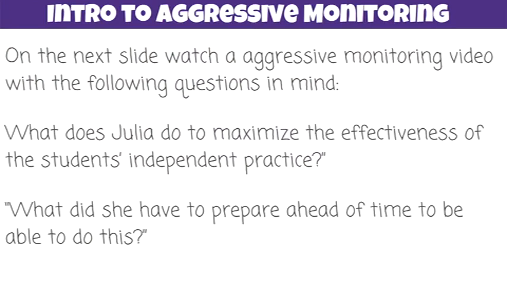Alright, so now we're going to take a closer look at one of the key action areas for phase 2 on the Get Better Faster scope and sequence for aggressive monitoring. To see the power of aggressive monitoring, we're going to watch a video of Julia Goldenheim. She's a 7th grade English language arts teacher at North Star, up in Newark, New Jersey. Julia's going to be monitoring student writing assignments.